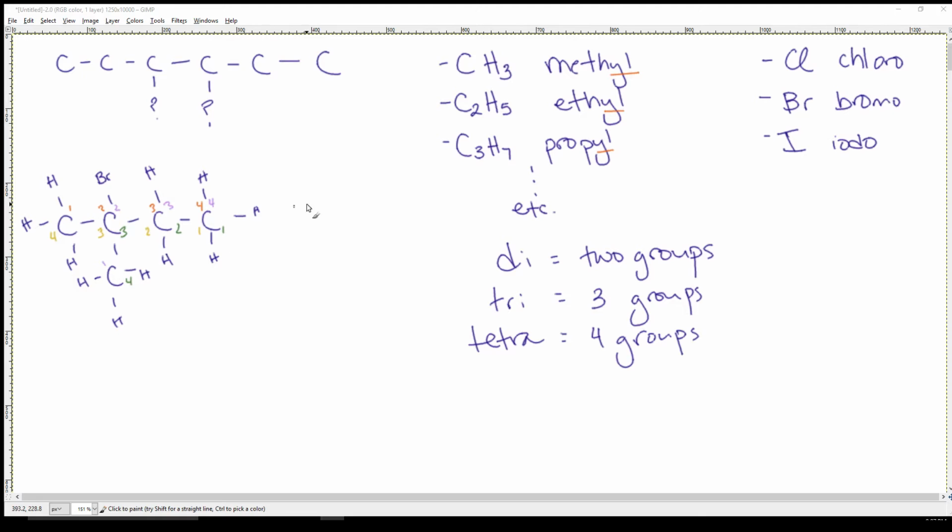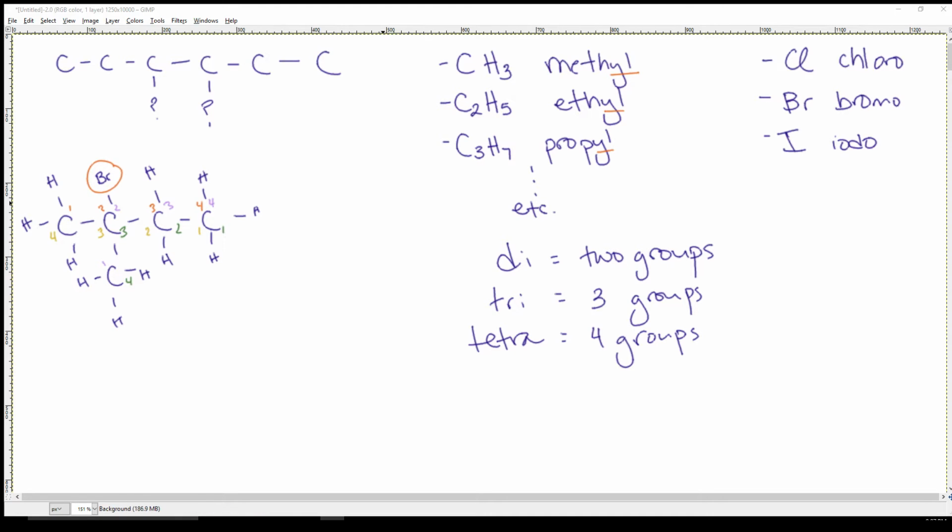So what you need to do is make sure that you pick the numbering system that gives you the lowest possible numbers for your side groups. For instance, I've got a bromo here. That's an easy one to pick out. I'm probably going to have one of these other ones like methyl, ethyl, or propyl, but let's start with bromo. If I number with the orange system, bromo is going to be on the 2nd carbon. If I number with the purple system, it's also on the 2nd carbon. If I number with the yellow system, it's on the 3rd carbon, and the green system is also the 3rd carbon. So that's actually not as good. So I want to get rid of those.